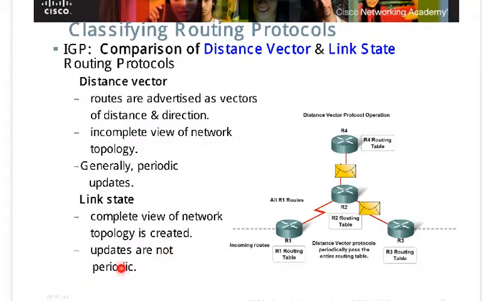In that case, updates are not periodic. In general, updates are not periodic. Why? Because once the link state gets propagated to the entire network, I only need to report the link state if it changes. So if the link state changes, then I propagate the new state of this link to the entire network.